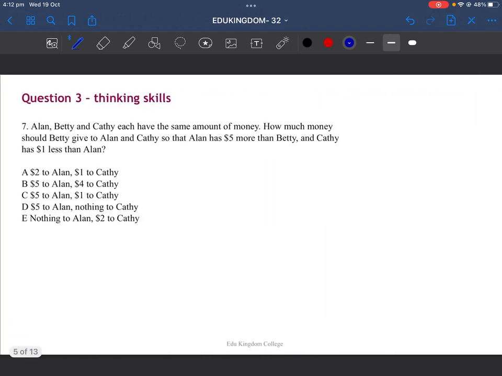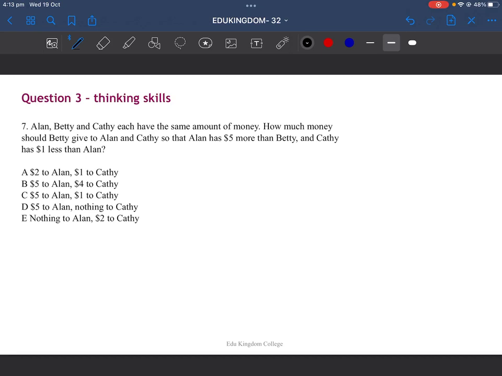All right, next question. Now, this question requires a little bit more thinking. So put your smart hats on because this requires some thinking. Now, let me read. Alan, Betty, and Kathy each have the same amounts of money. How much money should Betty give to Alan and Kathy? So Alan has 5 more than Betty, and Kathy has 1 less than Alan.